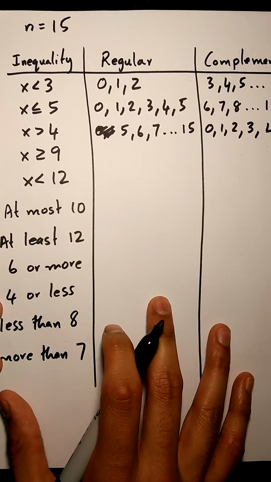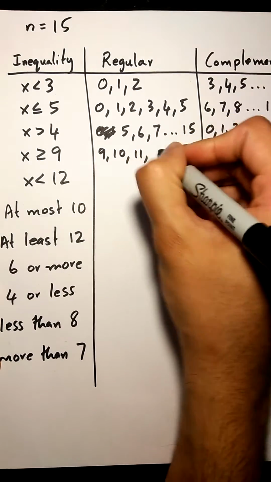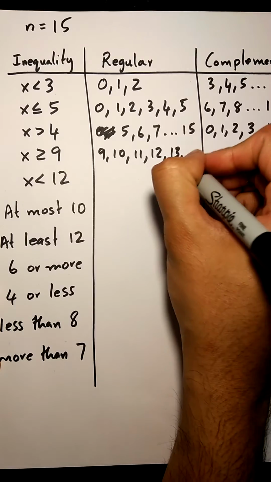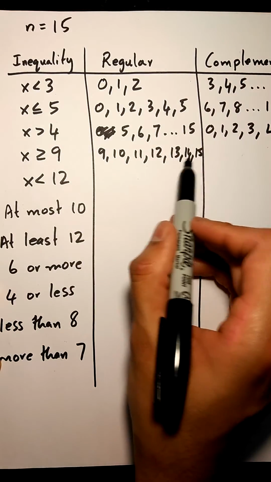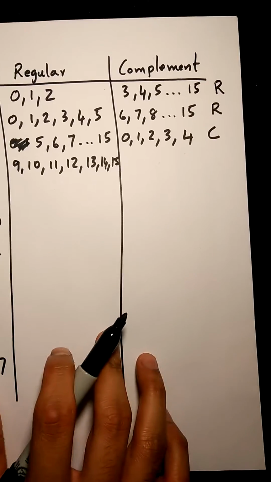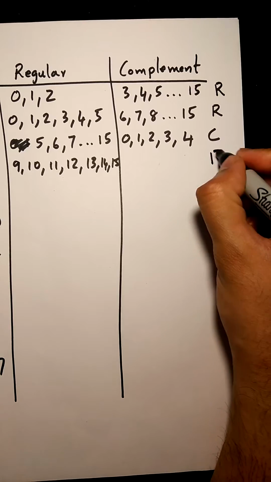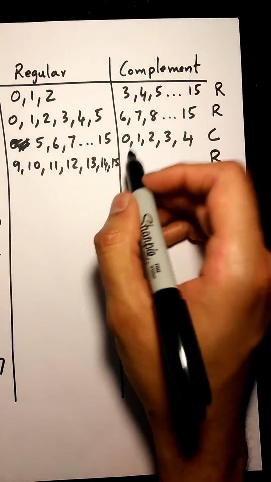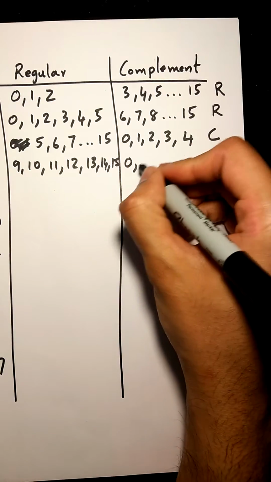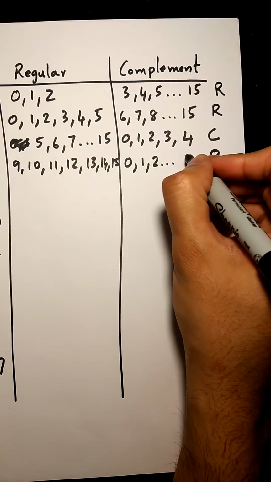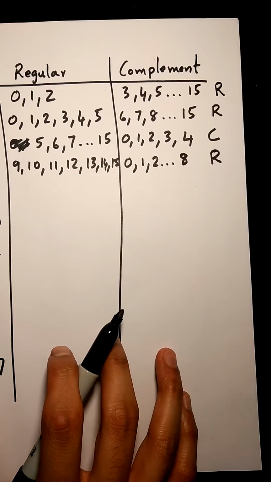Fourth example, x is greater than or equal to 9. So that's 9, 10, 11, 12, 13, 14, 15. 1, 2, 3, 4, 5, 6, 7 calculations here, which means our complement would have 9 calculations. In this case, I would pick my regular rule because 7 is less than 9. We always want to do less calculations. If we were looking at a complement here, it would be 0, 1, 2, going all the way up till 8, which is 9 calculations total.